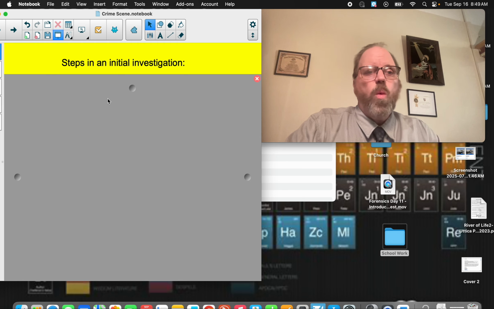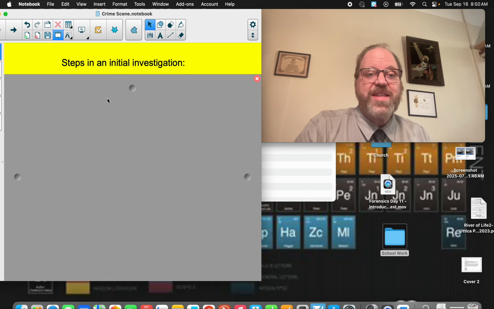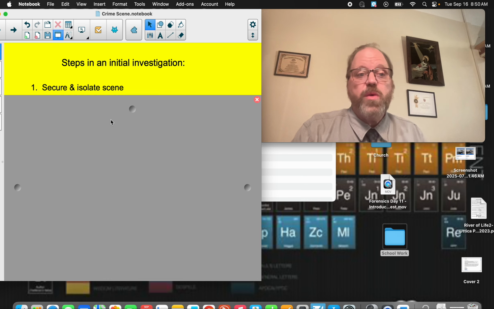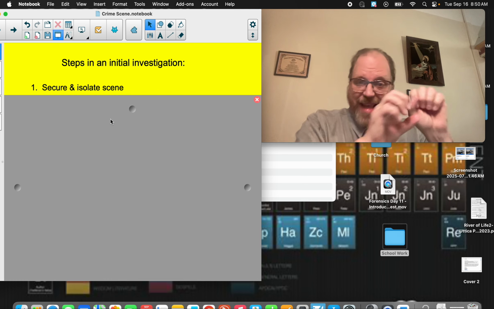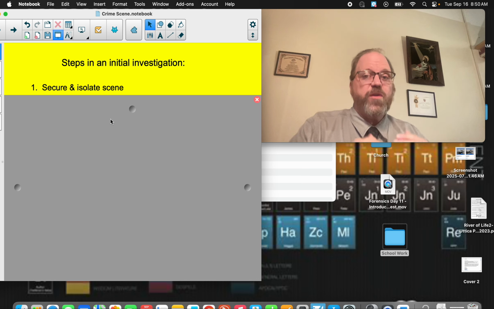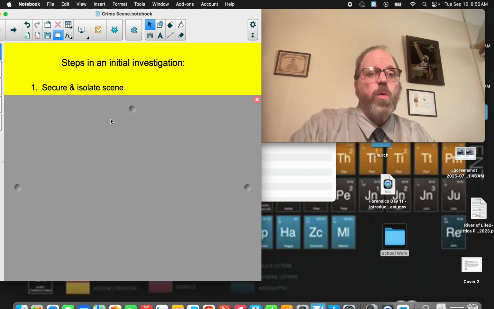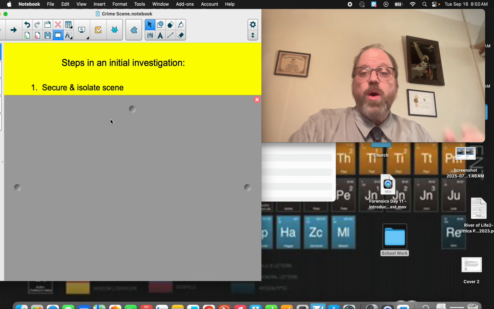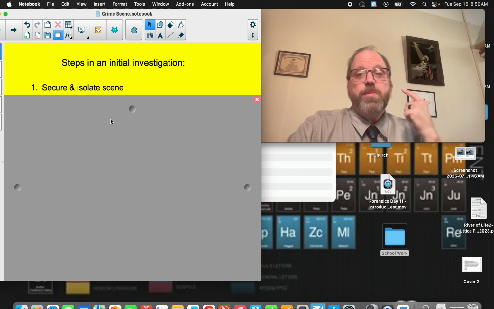Now, when it comes to initially investigating the situation, the first thing we need to do is to secure and isolate. That's that yellow tape they put everywhere. No one's allowed behind that except for the investigators involved. We do that primarily for security and to prevent tampering.